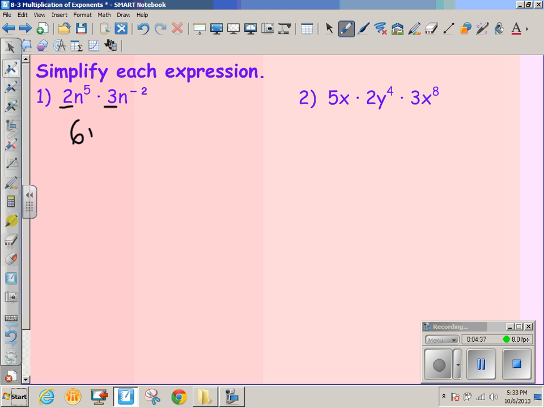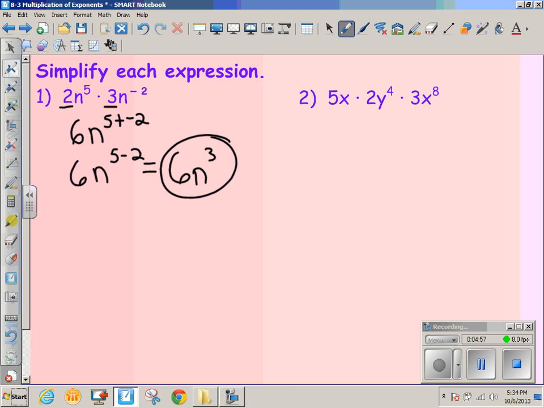And then I have n to the 5th plus n to the negative 2nd, so that's plus a negative 2, much better known as 5 minus 2. So simplified, I would have 6 n raised to the 3rd power. And that is your final answer.